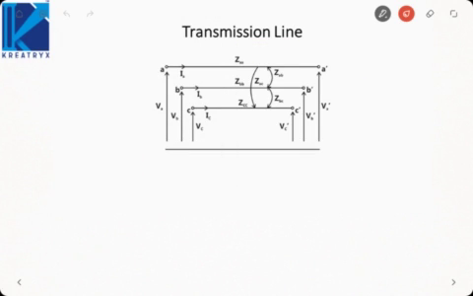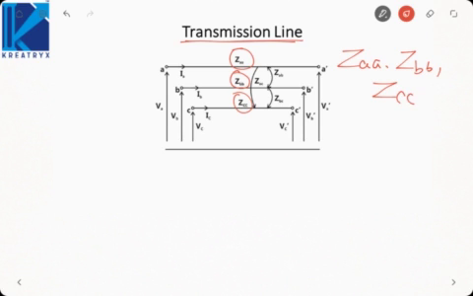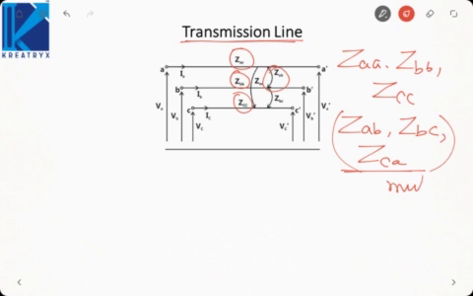Next, let us consider the case of transmission line. In case of transmission line, we will define two types of impedances, ZAA, ZBB and ZCC. This is one category, that is impedance of A due to A, impedance of B due to B, impedance of C due to C. Similarly, ZAB, that is impedance of A due to B, ZBC, impedance of B due to C, impedance of C due to A, ZCA. Okay, so these three will be mutual and these three will be self.